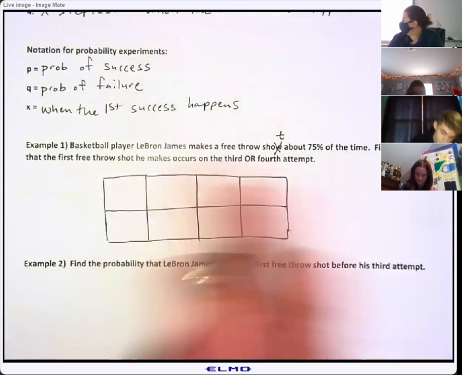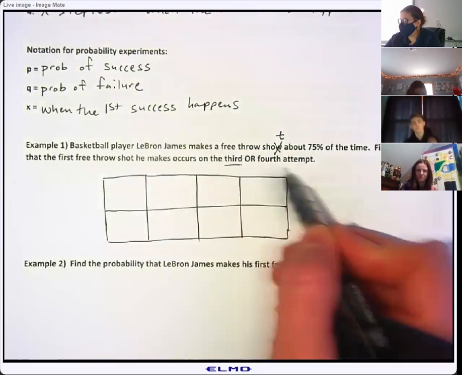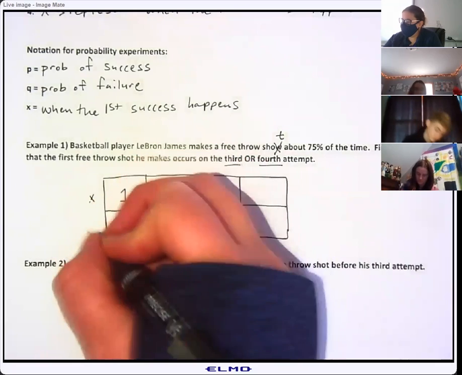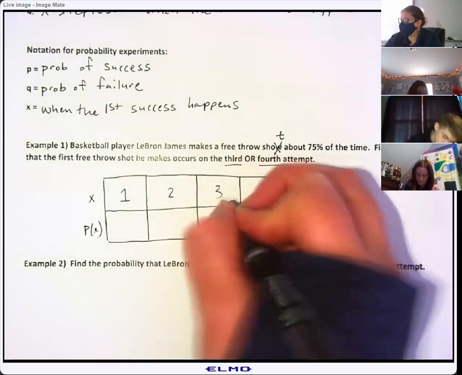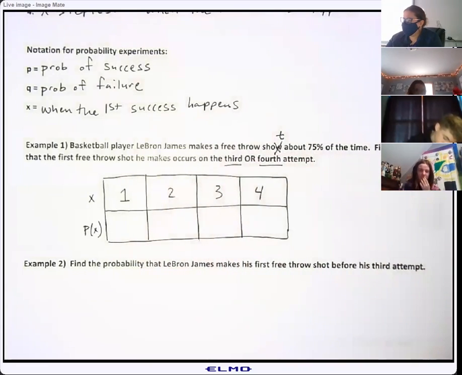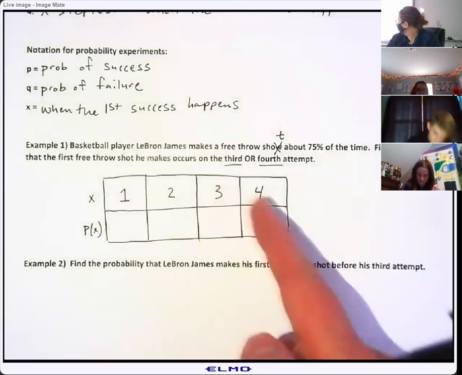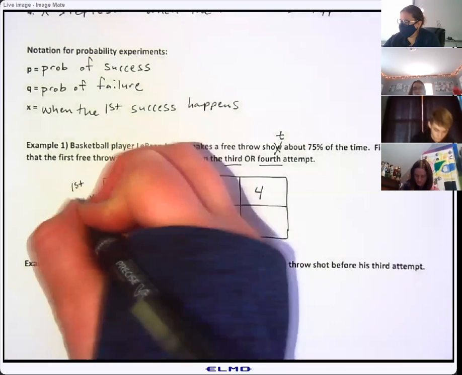Now, this table doesn't only go to a certain point. I'm just putting it in up to the fourth attempt. And this time, do you remember how last time we had 0 as a choice? We don't really this time because it can't be his 0 try. You know what I mean? It's his first try, his second try, his third try, his fourth try. And remember, this is like his first success.